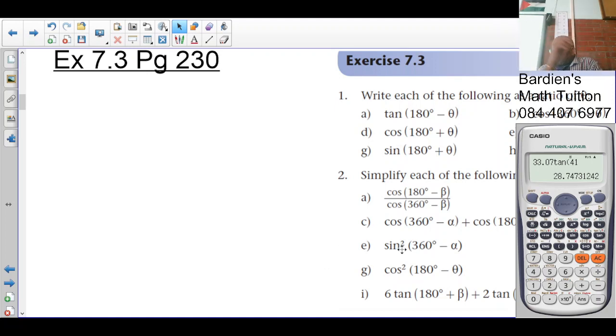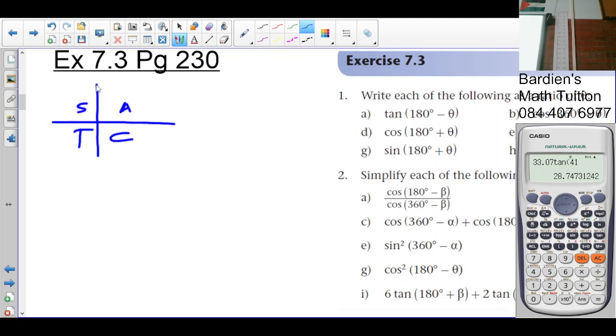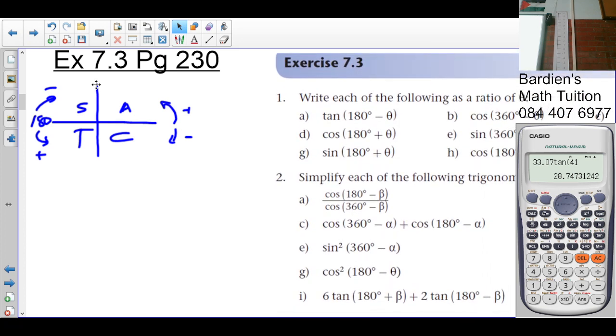Alright, so let's look at the sums that I gave you to do quickly. So what's the first thing we do? We draw the CAST diagram. Remember, this is 180 minus, 180 plus, 360 plus, 360 minus. Okay. So what do we say? 180 minus theta is in which quadrant? Second quadrant. So it's going to be negative tan theta. The next one, cos of 180 plus theta, negative cos theta. The next one, sine of 180 plus theta, third quadrant, sine negative, so negative sin theta. You all okay with that?